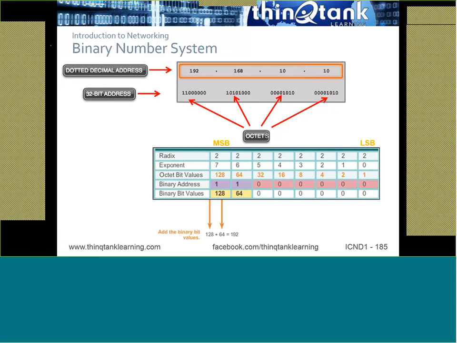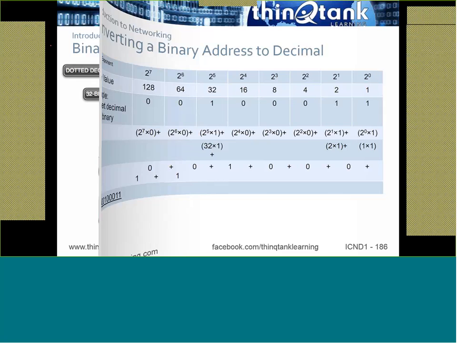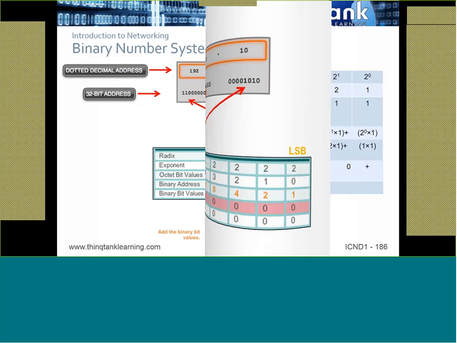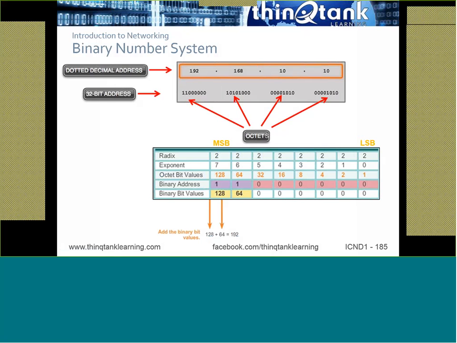So we're going to review this again because it's important. 2 to the power of 0 is equal to 1. Excuse me, 2 to the power of 1 is equal to 2. 2 to the power of 2 is equal to 4. 2 to the power of 3 is equal to 8, and so on. We call this bit the least significant bit because it has the lowest decimal weight. The decimal weight is represented in the octet bit values row, that third row. This is the decimal weight. The most significant bit is 2 to the power of 7, which has a decimal weight of 128.